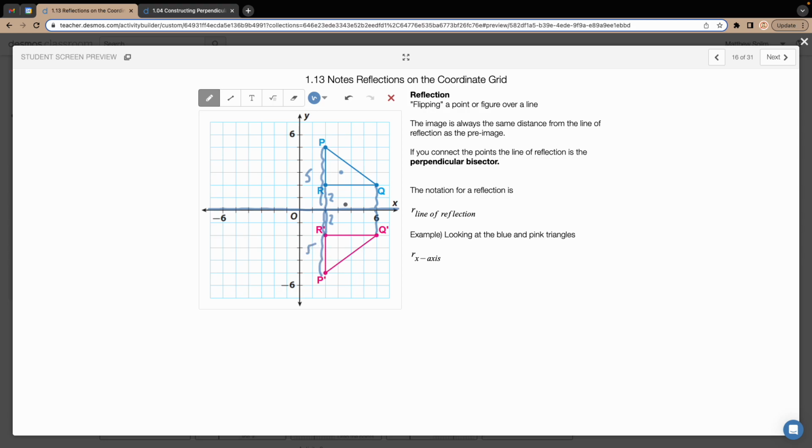So we don't need to use our construction tools because we have graph paper and we could just count. So it just flips each point the same distance to the other side, and it's perpendicular to the line of reflection. So the line of reflection was straight across, so we're just going straight down.